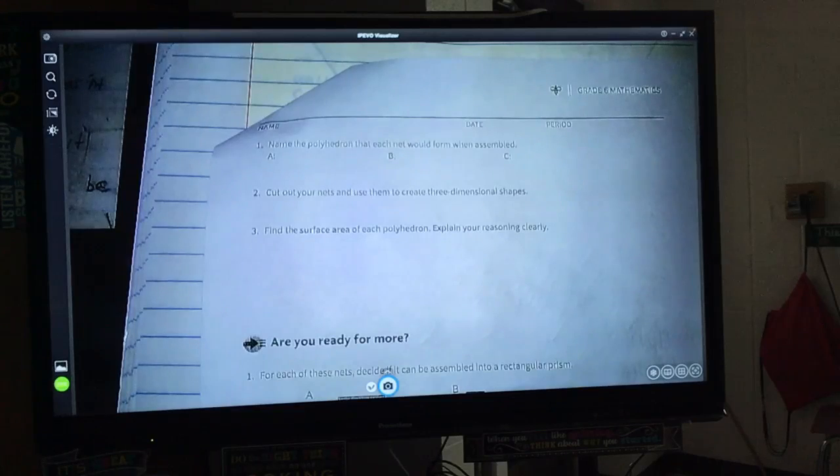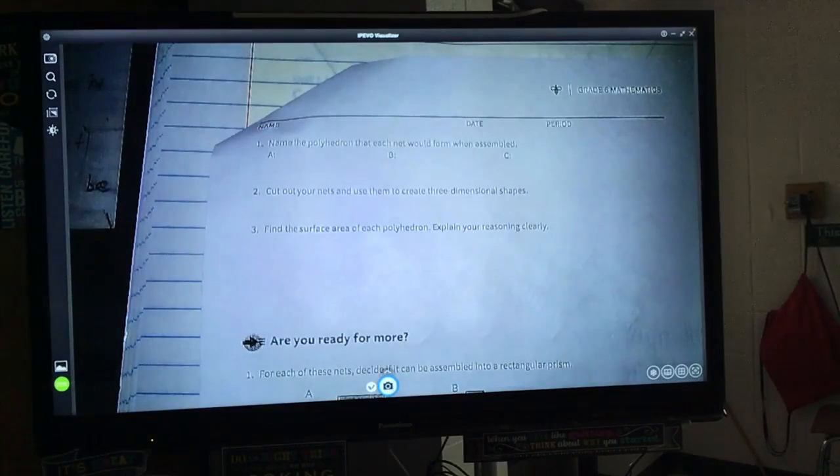Any questions? Anybody not have a shape? That might be on your iPads too. Or somebody's phone if it's on.